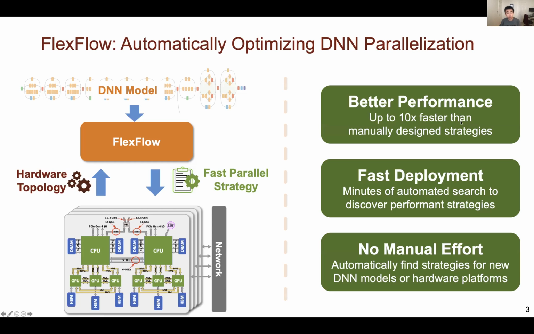And this automation really gives us three main benefits. First, we have observed much better performance by automatically discovering more efficient strategies. We are up to 10 times faster, even compared to handcrafted and manually designed strategies. And the second advantage is much faster deployment. Instead of spending weeks or even months to handcraft how we should parallelize a model on a given parallel machine, in FlexFlow we only use a few minutes of automated search to discover this performant strategy.